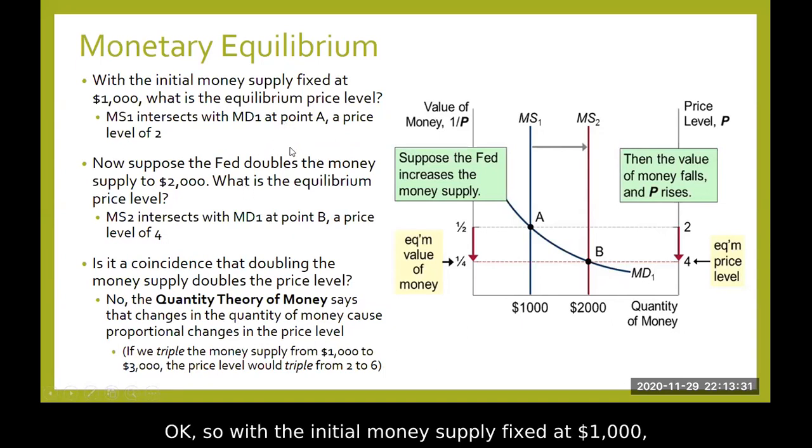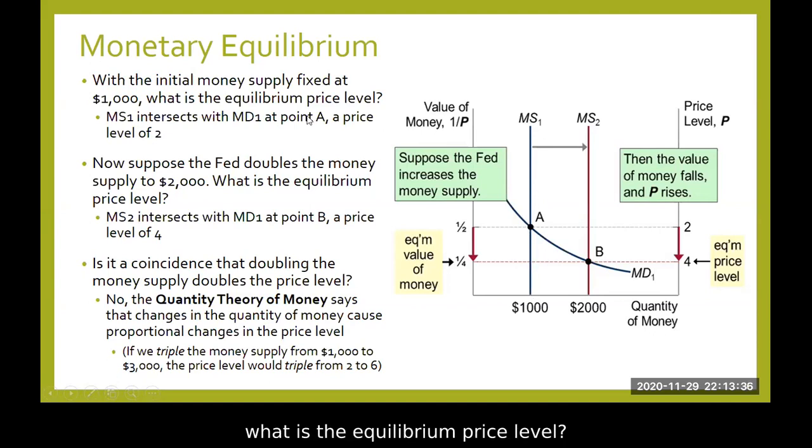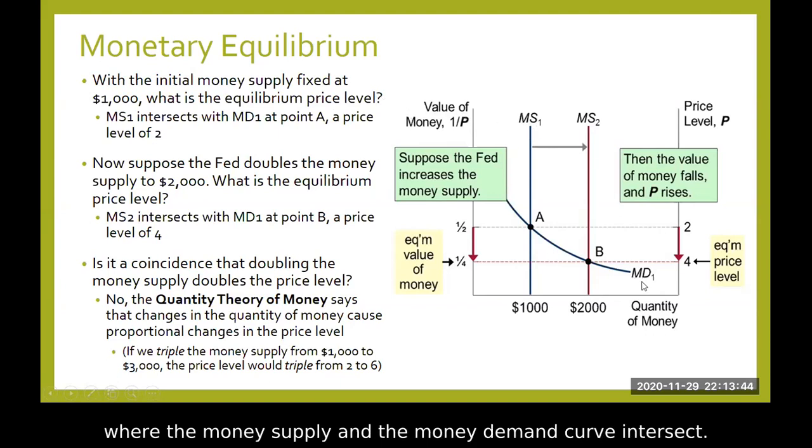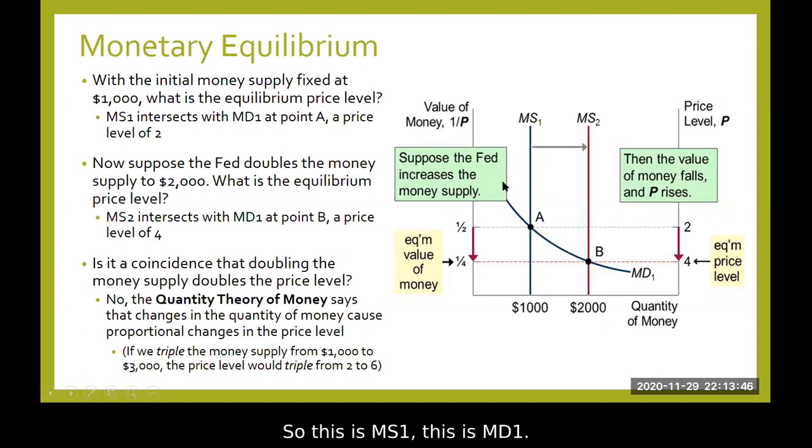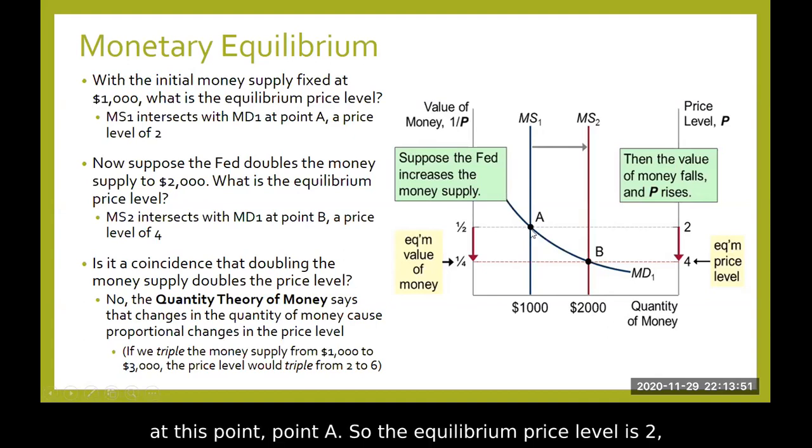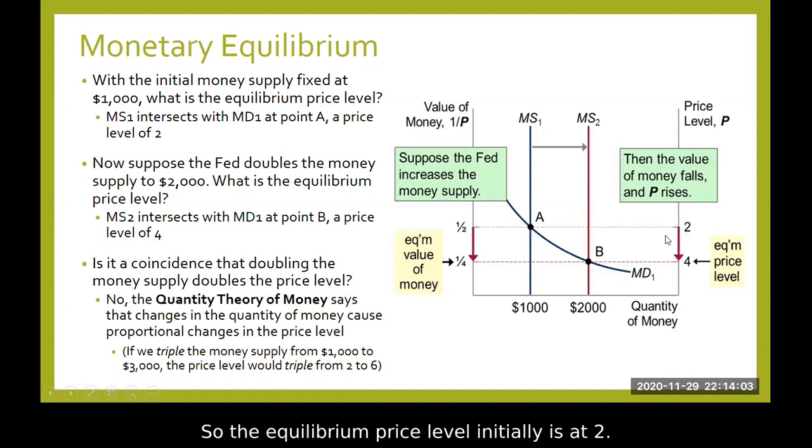Okay, so with the initial money supply fixed at $1,000, what is the equilibrium price level? Well, the equilibrium is going to be where the money supply and the money demand curve intersect. This is MS1, this is MD1. Here we see there's an intersection at this point, point A. So the equilibrium price level is 2, and this corresponds to the value of money at 1/2. So the equilibrium price level initially is 2.